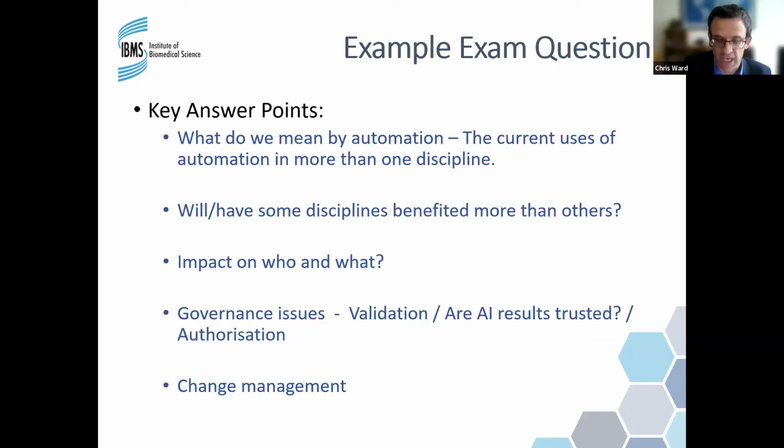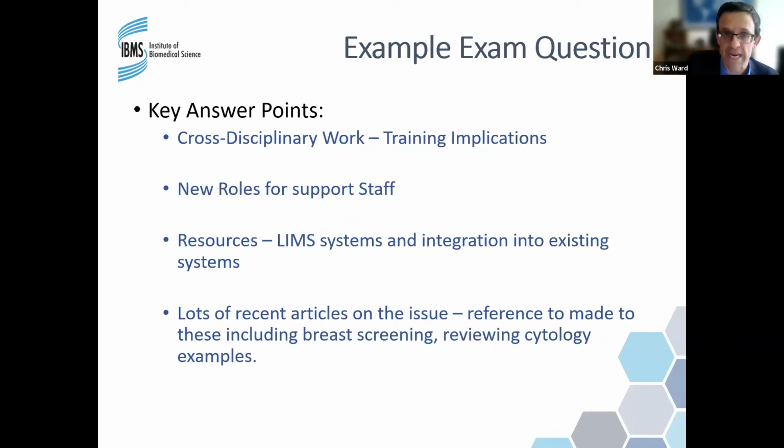There's a whole issue around change management. This is going to involve new technologies, so there are changes around training. You've got new staff and new pieces of equipment. How do you train them? How do you make sure that people understand the technology they're using and how it can be put into place? It might mean new roles for some people as well, and that would be an important part to pick up. There's also a huge issue around resources.